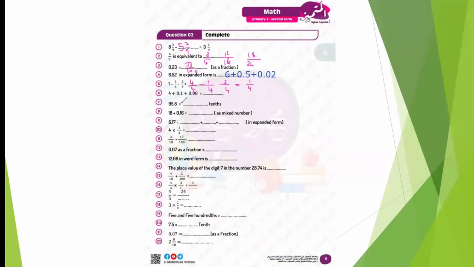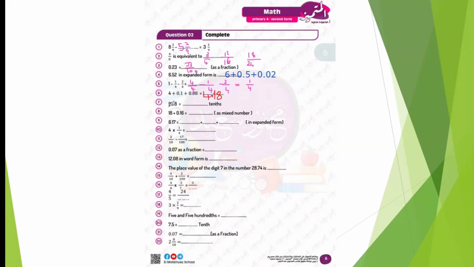Number 6, 4 plus 0.1 plus 0.08. We have a whole number which is 4. Let's write the whole number before the decimal point, then put the decimal point. I have 1 in the 10th place and I have 8 in the 100th place. So the answer is 4.18.